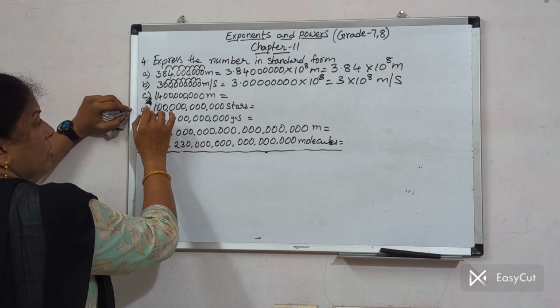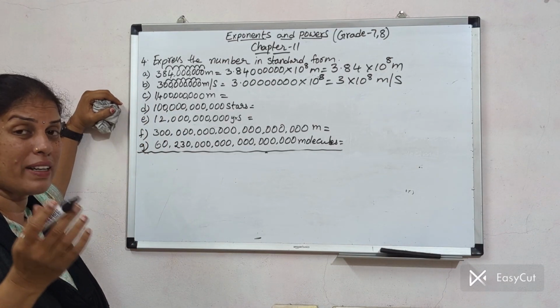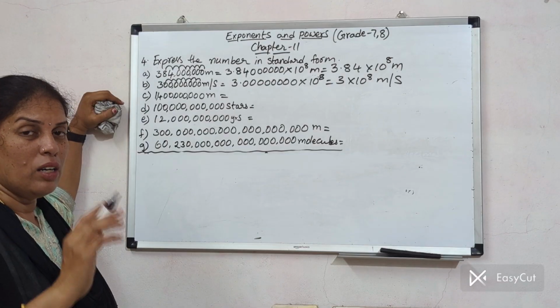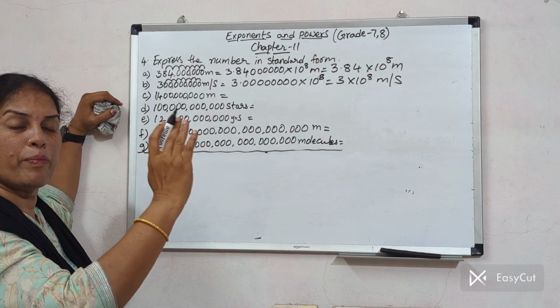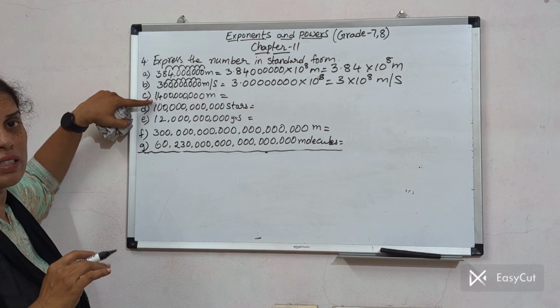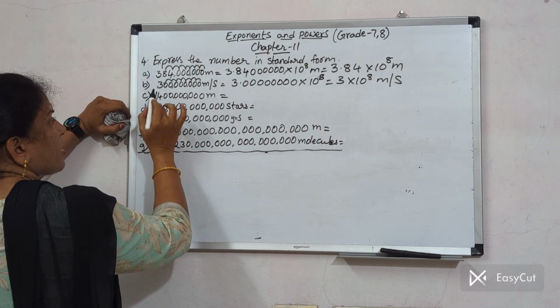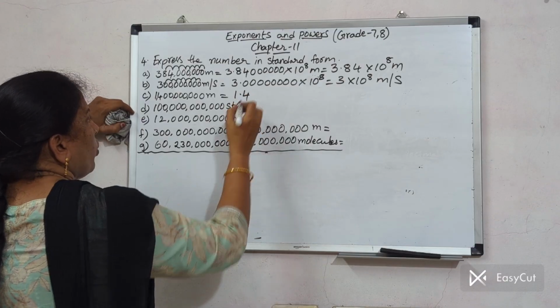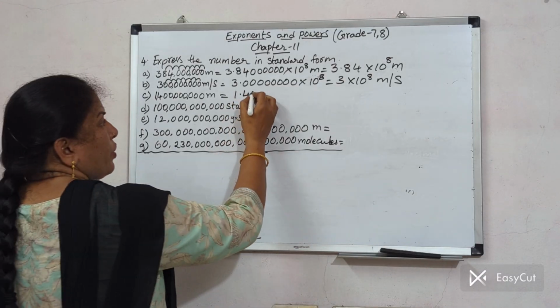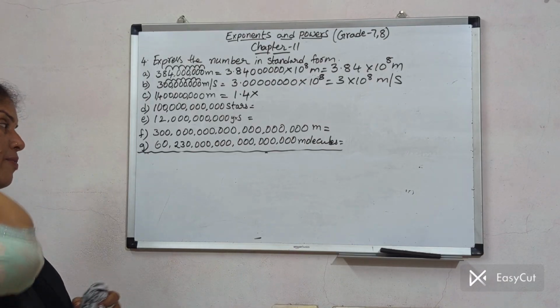See how? If I keep the point here, it will become 14 point, and 14 point is not a standard form. Why? The decimal point before must be greater than 0 and less than 10. 14 means greater than 10, so you should not keep the point here. So here you must keep the point: 1.4, into. All zeros are there, no need to write zeros. I will write the direct answer.